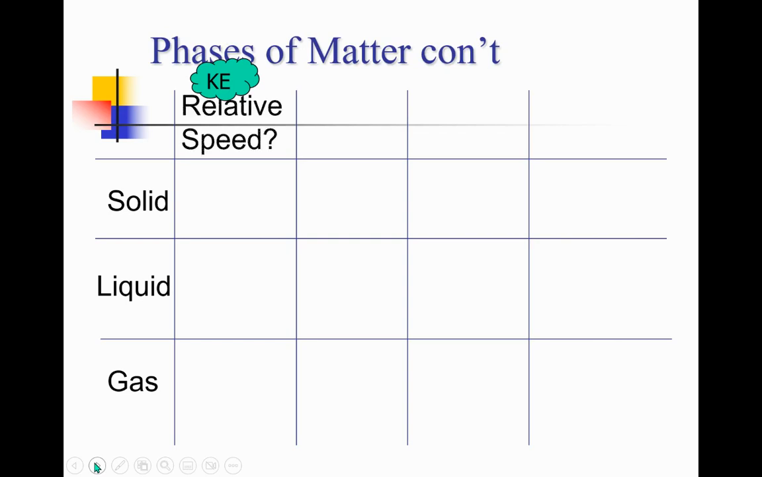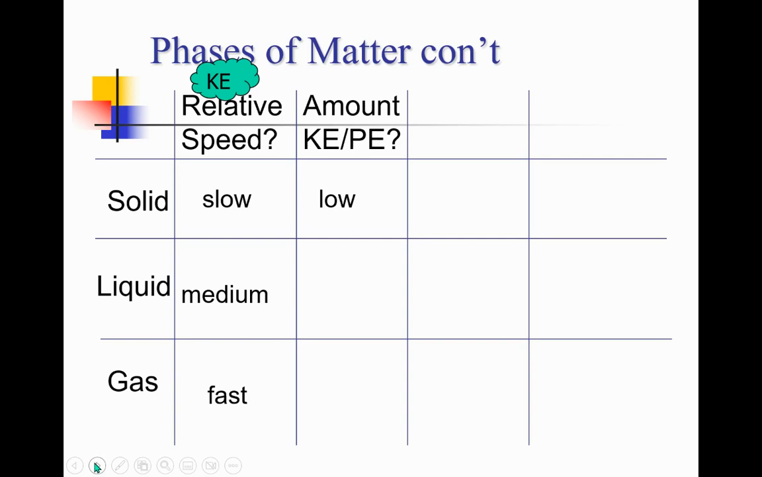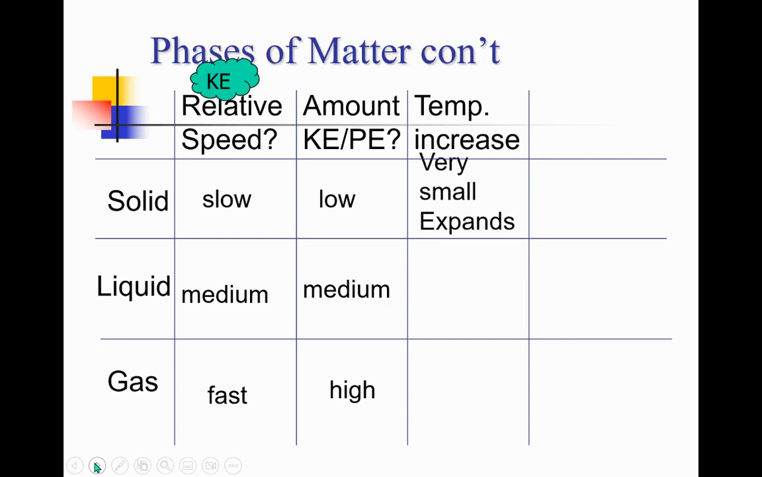Kinetic energy is the relative speed of the particles. Even though all molecules are in motion, the motion of solids will be very small and gases will be very fast. When you have a solid of the same substance, the kinetic and potential energy of the solid will be the lowest and the gases will be the highest.